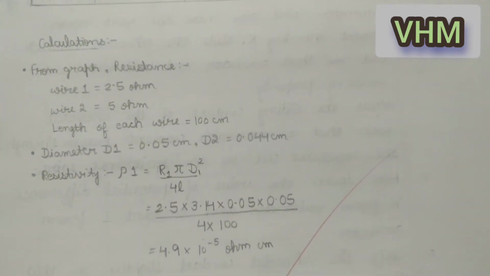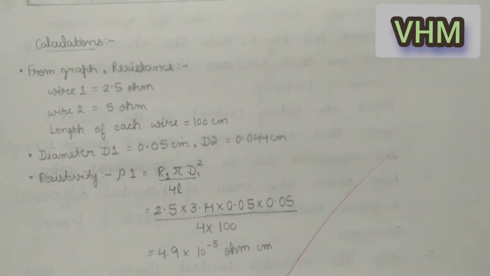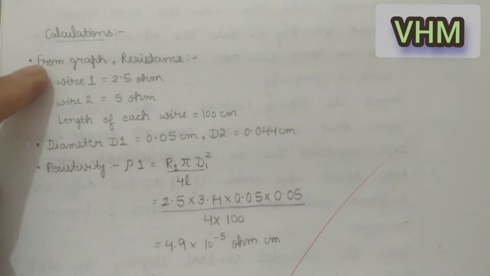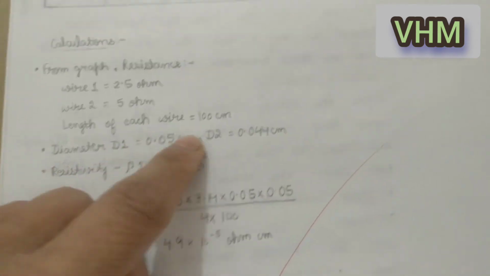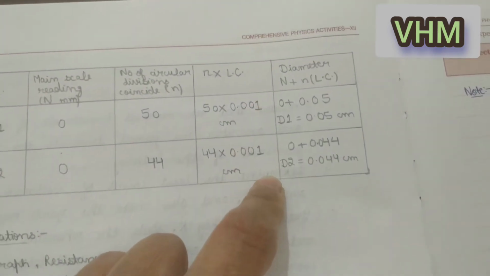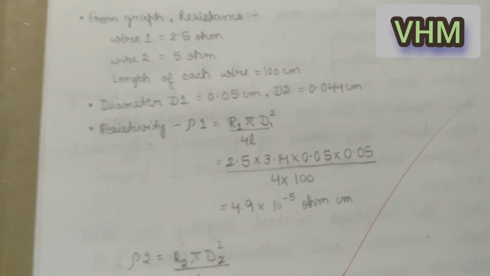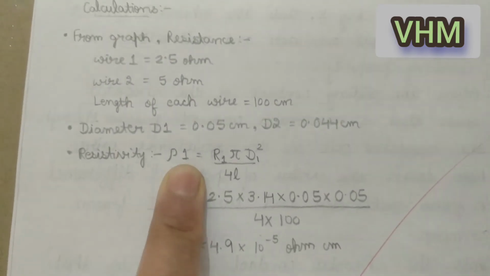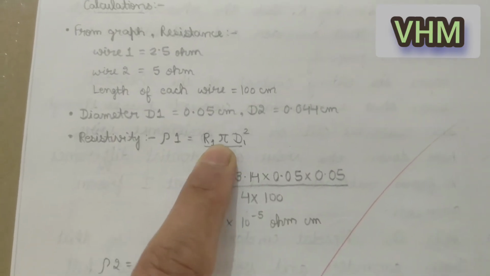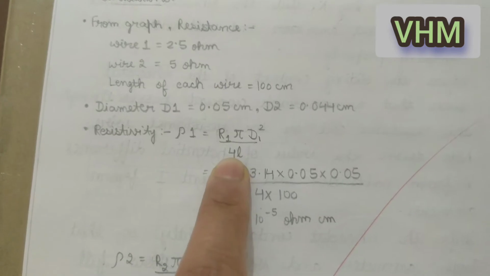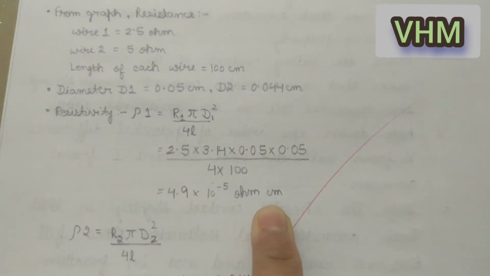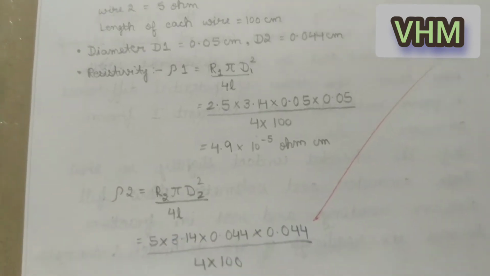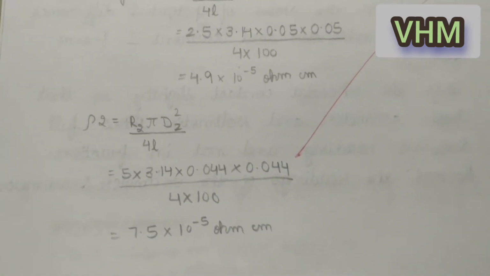These calculations are: from the graph we find the resistance of wire 1 and wire 2, the length of each wire, and the diameter, that is by using this screw gauge. Then after that we have the formula for resistivity, that is resistance times pi d1 square by 4L, where L is the length. By calculating these values, we calculate the resistivity of the first wire, and similarly for the second wire.